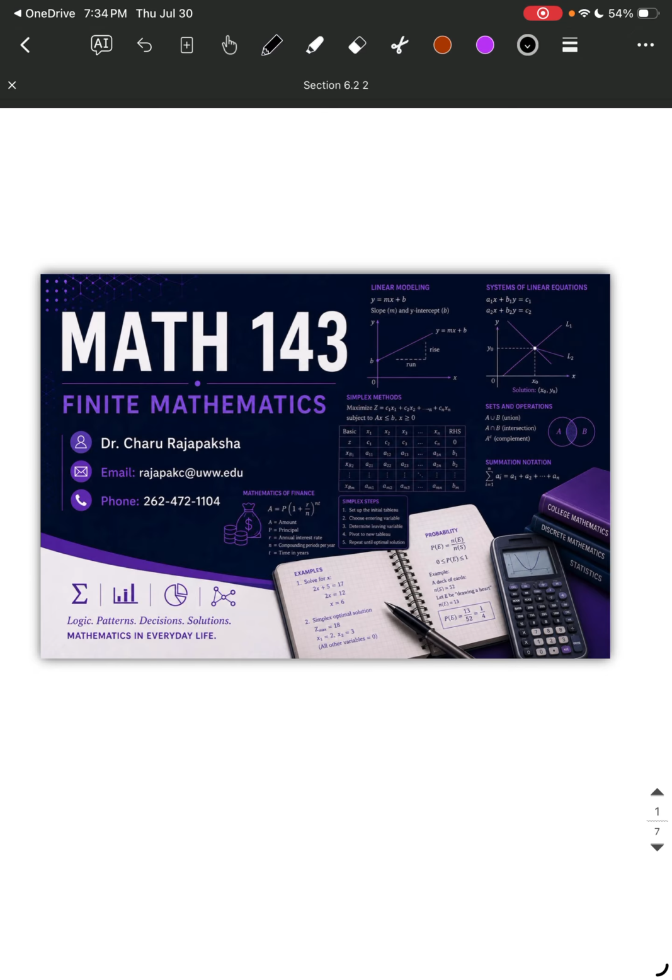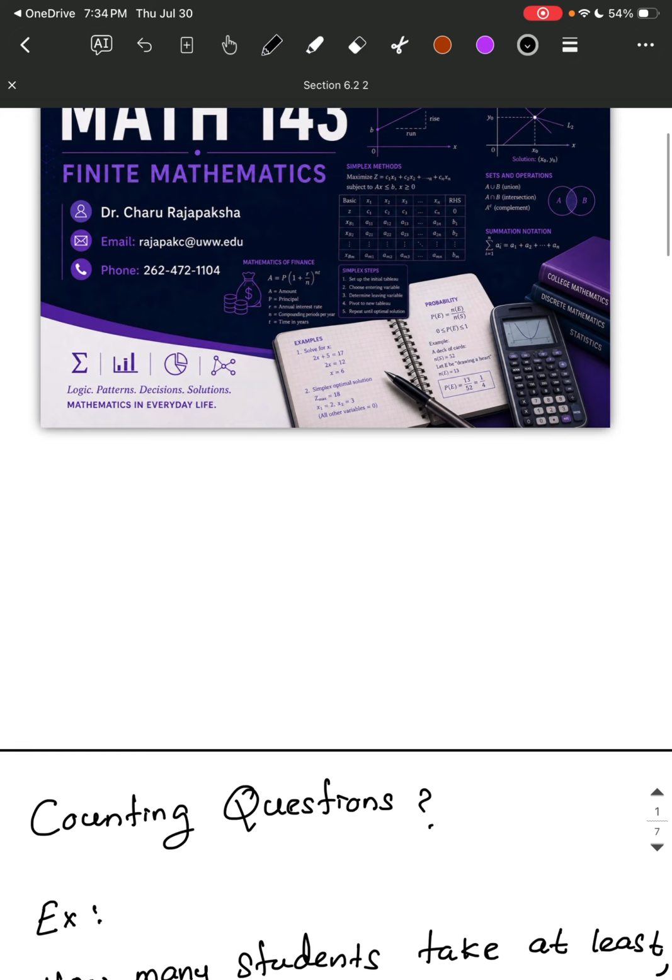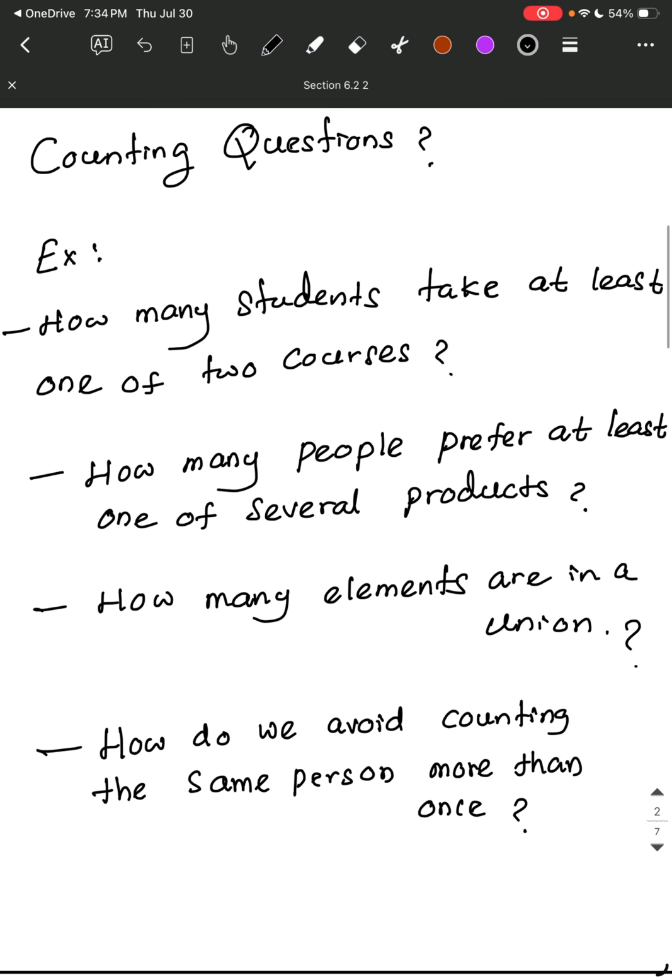Okay, what are the counting questions? For example: How many students take at least one of two courses? How many people prefer at least one of several products? How many elements are in a union? How do we avoid counting the same person more than once? These questions lead us to the addition rule and the principle of inclusion-exclusion.